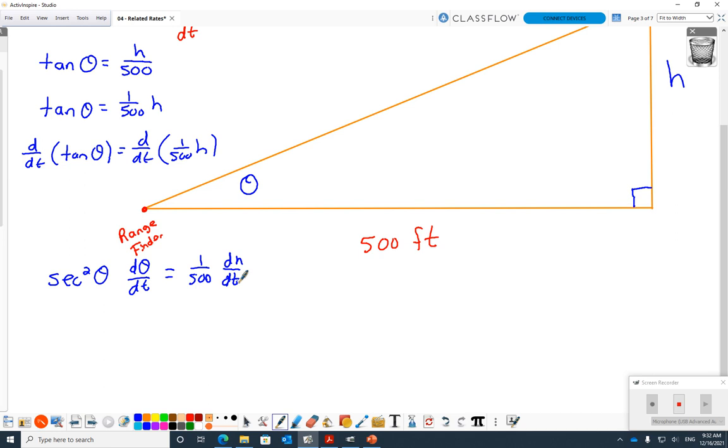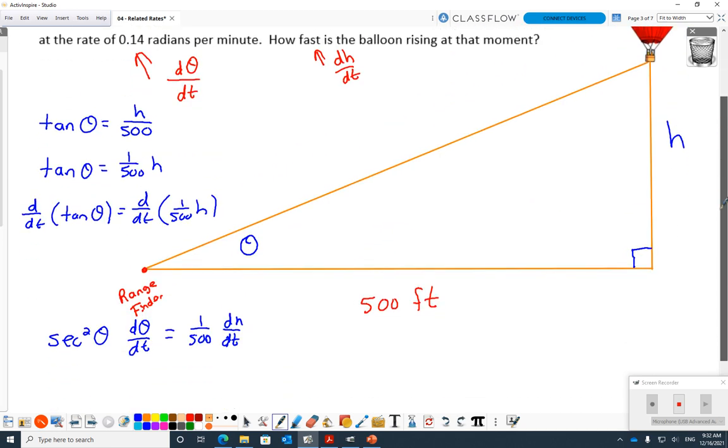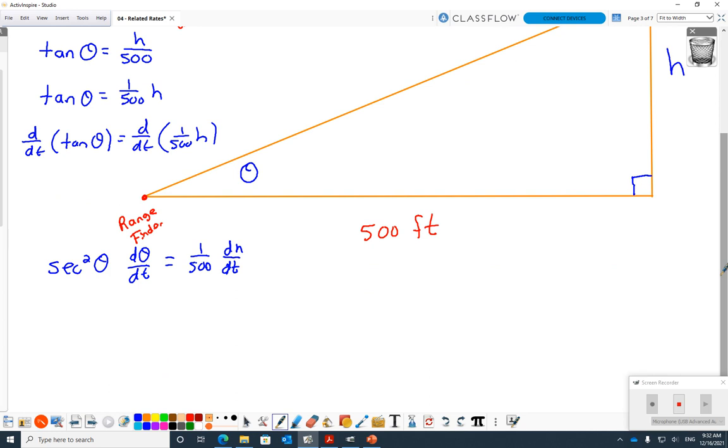So, you don't have to isolate here, actually, because you could just sub in. But I'm going to isolate just in case you run into a question that wants you to do those isolations. I'm trying to get in this question, how fast is the balloon rising? I want dH dt. So I'm just going to bring this 500 over here and make it into 5 secant squared theta d theta by dt.